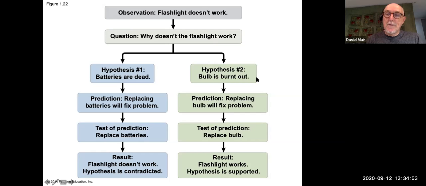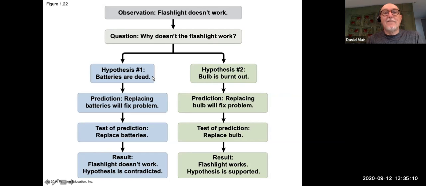Hypothesis 2, the bulb is burned out. That's equally likely. We could have a third hypothesis: one of the batteries has been put in back to front. Let's keep that in mind as a third hypothesis. So what are you going to do?